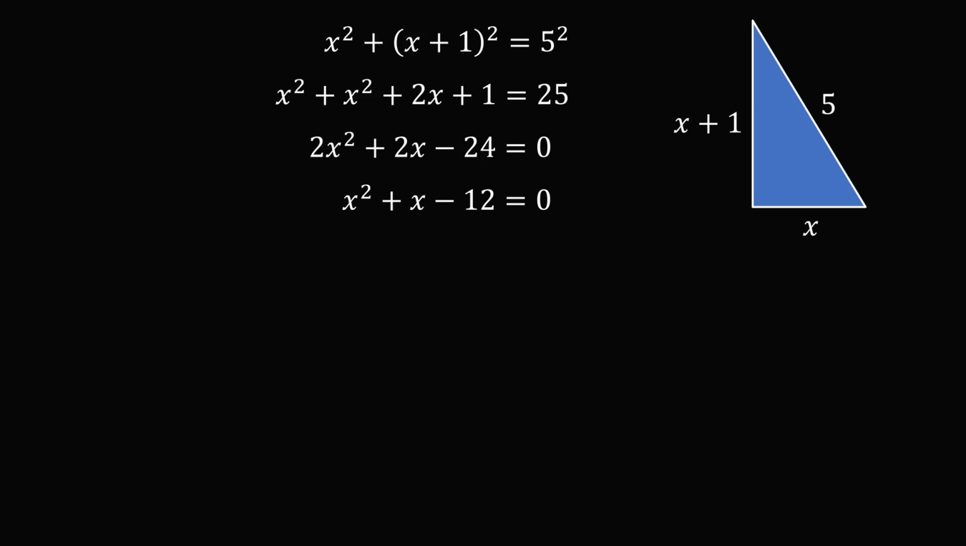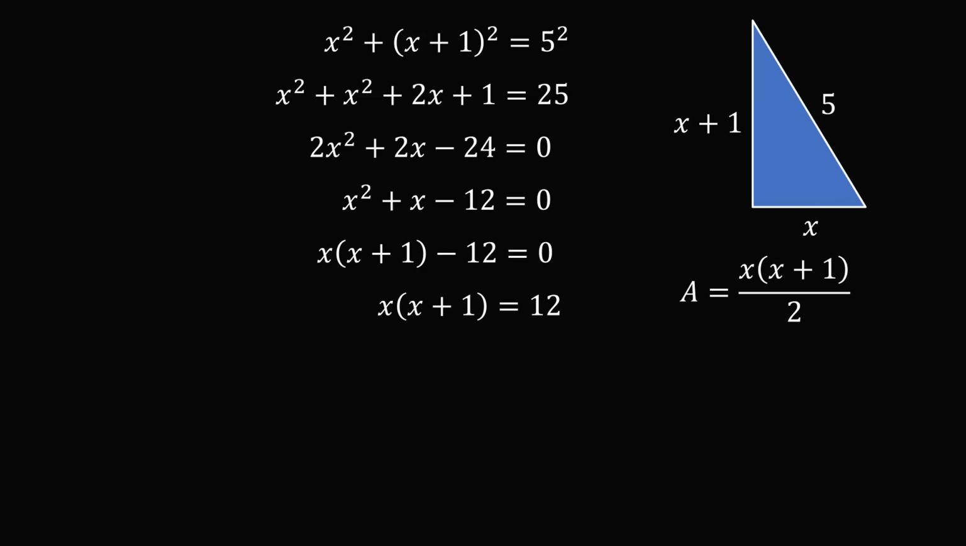But wait, you don't need to solve the equation. We are trying to solve for the area of this right triangle. The area of this right triangle will be 1/2 the product of its legs. So it will be equal to 1/2 of x times x plus 1. So let's instead see if we can solve for x times x plus 1. Notice we have x squared plus x. So if we take a factor of x, we have x times x plus 1 minus 12 is equal to 0. We then add 12 to both sides of the equation, and then we divide by 2 so that we get the area of the right triangle is equal to 6. And that's certainly one way you could solve the problem.